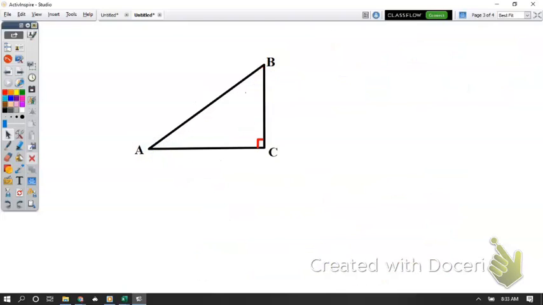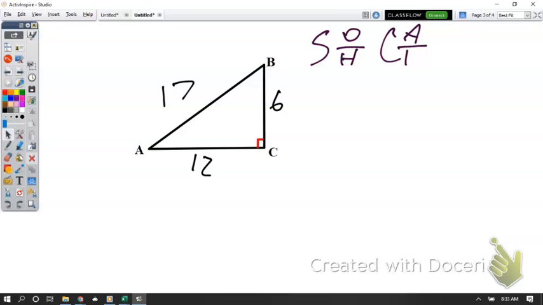Okay, so let's do another one. Let's just get some random numbers on here: 17, 6, and 12. I don't know, this probably doesn't work. Probably not really the right triangle, but you'll get the idea. Now real quick before I get into this, I do want to put my mnemonic back up there just to help us remember what we got here. So this is SOHCAHTOA.